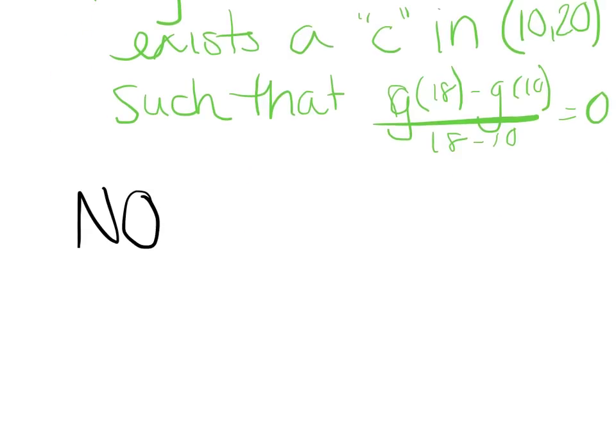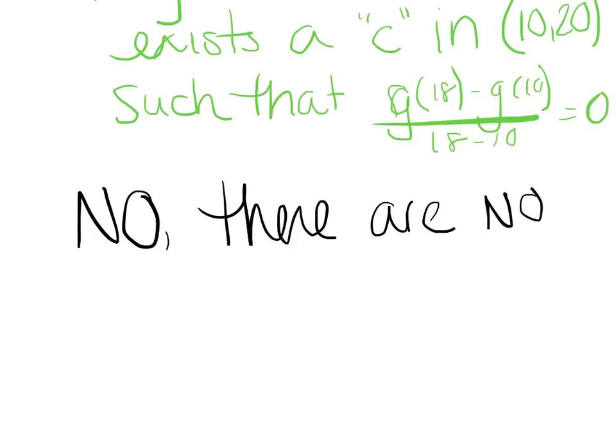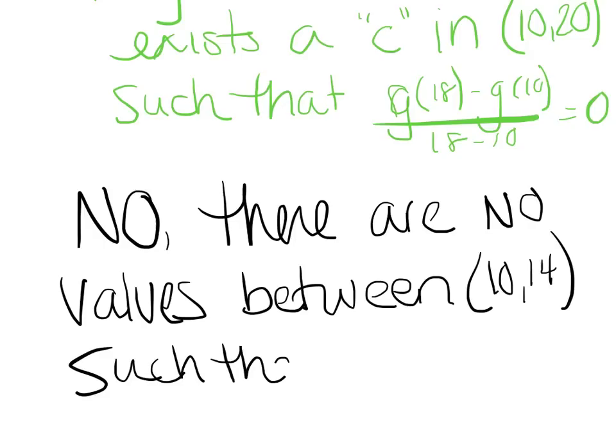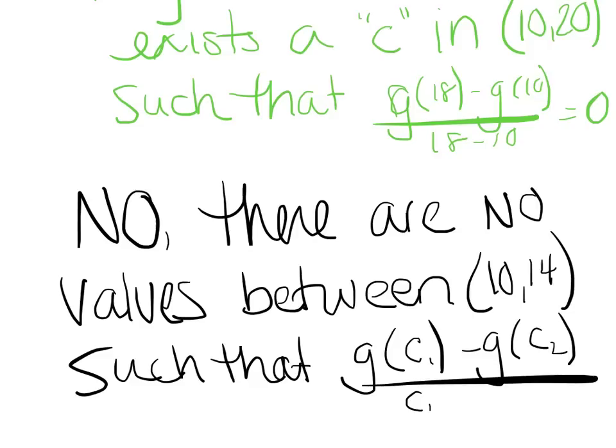And then of course it says justify. I would say there are no values between 10 and 14 such that, I'm just going to use g of c1 minus g of c2 all over c1 minus c2 equals 0. There is no place where I could do the slope between 2 points, and again, I just call them c1 and c2, feel free to call them whatever you want, such that you get a slope of 0.